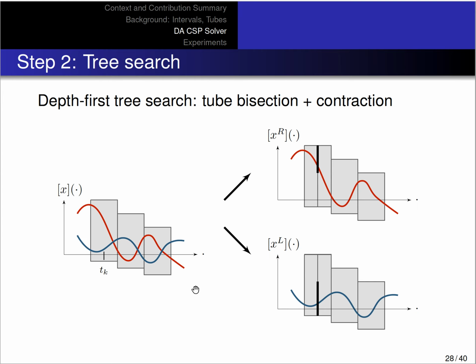When the slicing phase ends, the solver builds a search tree in depth first order. This search interleaves tube bisection and contraction. For performing a tube bisection, we first select an instant and then branch on the corresponding gates where the trajectory must pass. In the example, the tube bisection enabled us to discriminate the red trajectory that will pass through the upper subtube and the blue trajectory that will pass through the lower subtube.